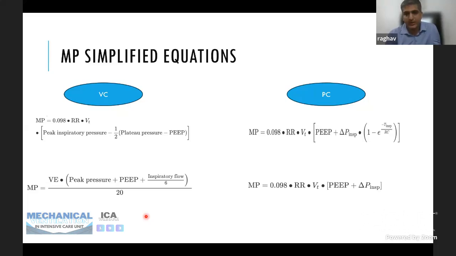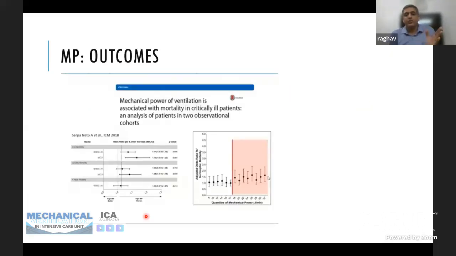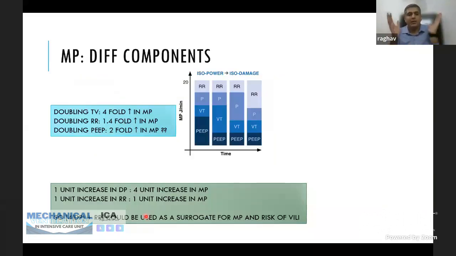I will show you in the next slide. Studies have shown that the higher the mechanical power, the higher the ventilator induced lung injury and the higher the mortality. So one of our goals in ventilating a patient with ARDS is to reduce the mechanical power as low as possible. And what are the factors which affect the mechanical power?